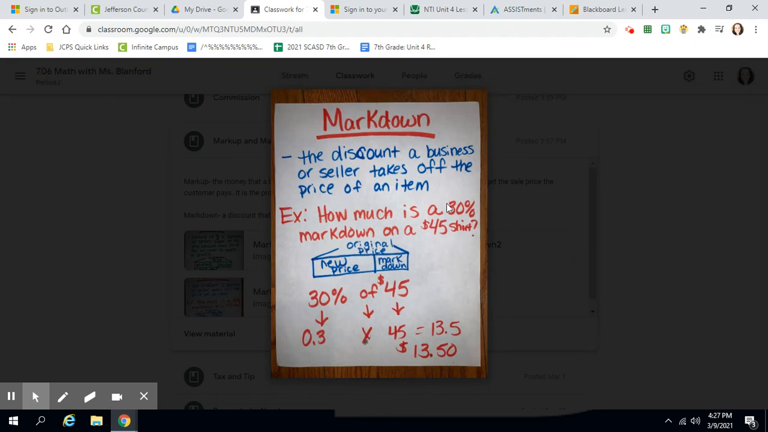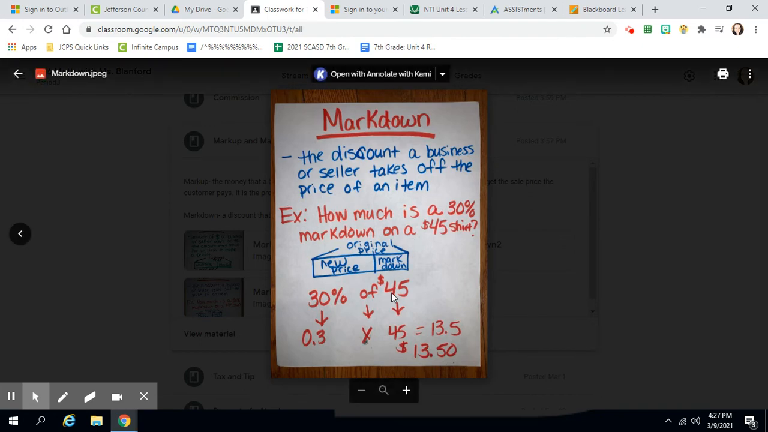In this case, they're giving me 30% off. Well, that's the markdown, right? 30% is the markdown. We want to know what the new price is. Well, actually, in this case, they just want to know what the markdown is, right? So if we want to figure out how much money they're taking off the cost of that shirt, we would do 30% of the original amount of 45.